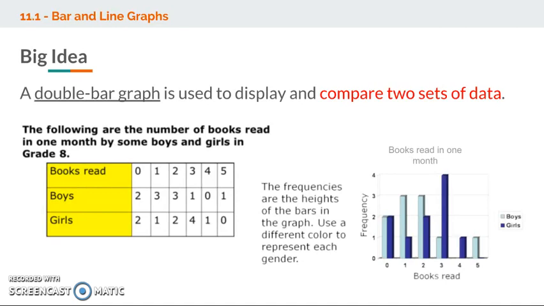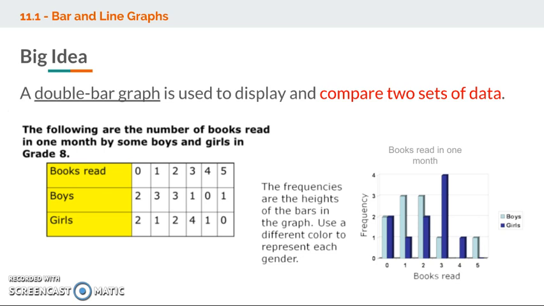All right, so what do you need to write down on this slide? Right here, the only thing you need to write down is our vocabulary words. You do not, I repeat, you do not need to write the graphs down. So what is a double bar graph? Well, a double bar graph is used to display and compare two sets of data.